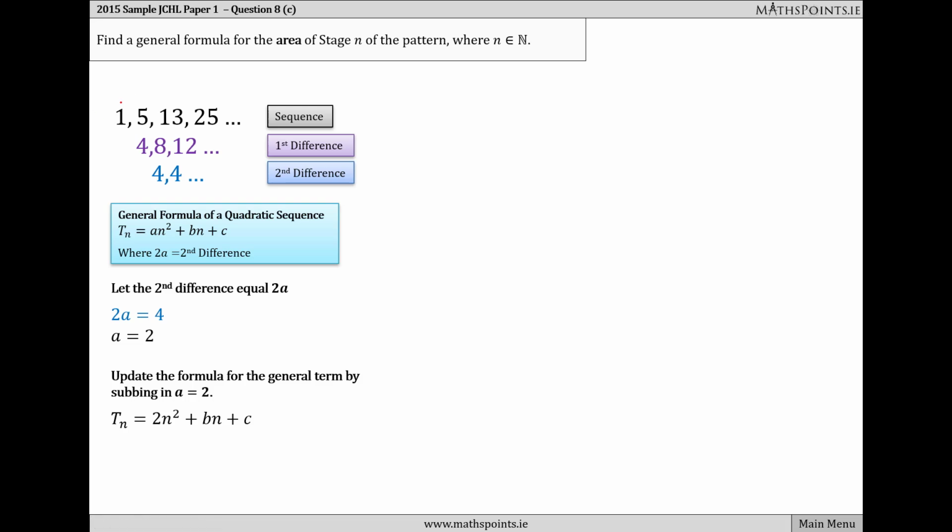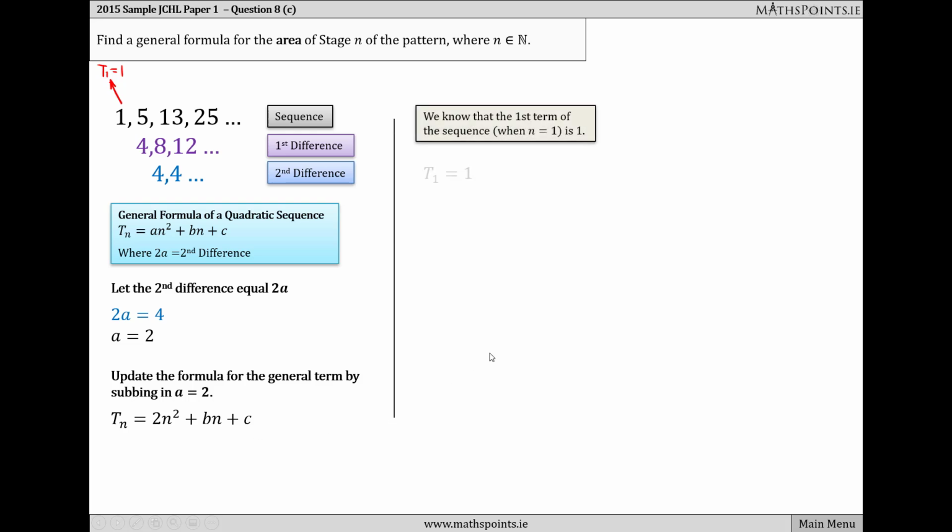Well, if we look up here, we can see that the first term, t1, is equal to 1, which means that if I take this sequence and sub in 1, the whole formula should be equal to 1. So we'll do that. We're going to sub in n equals 1 into the formula, and we're going to let the whole formula equal 1. When the input is 1, the stage term, the output is 1, the number of squares or the area of the pattern. So tidy this up, and we get 2 plus b plus c equals 1. We'll subtract 2 from both sides and we'll be left with b plus c equals minus 1. So we have an equation in terms of b and c.